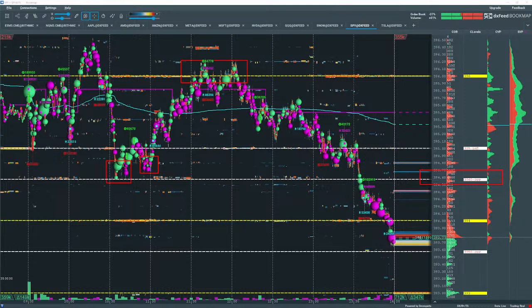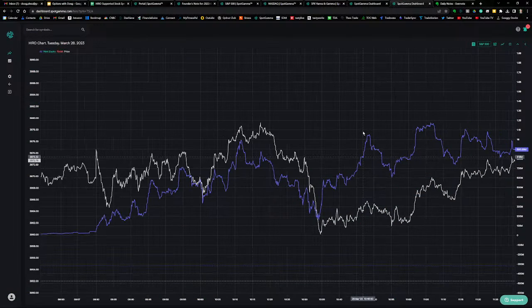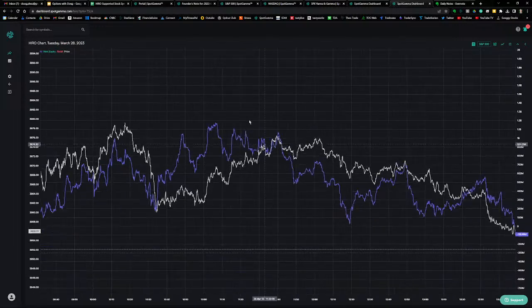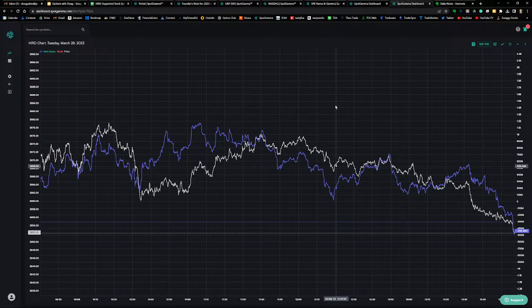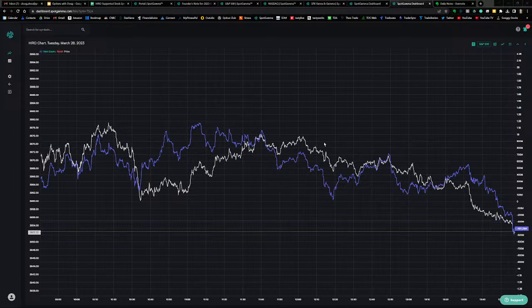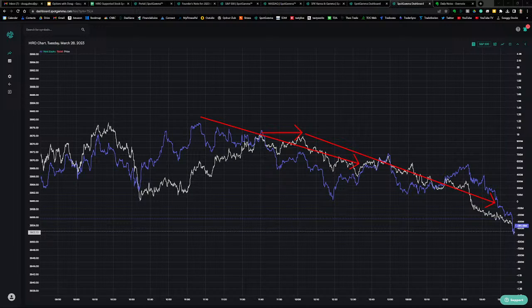All right, so let's go back and take a look at HERO now. So now here is the reversal lower around 11:50, 12 o'clock. HERO starts to move lower. Price makes an equal high, double top, then starts to move lower.